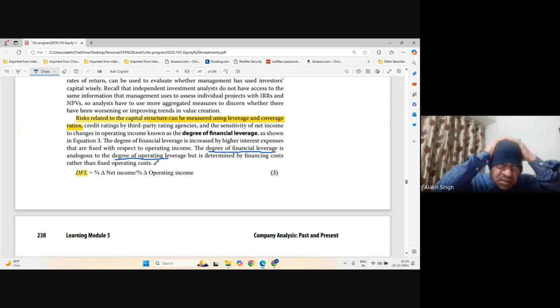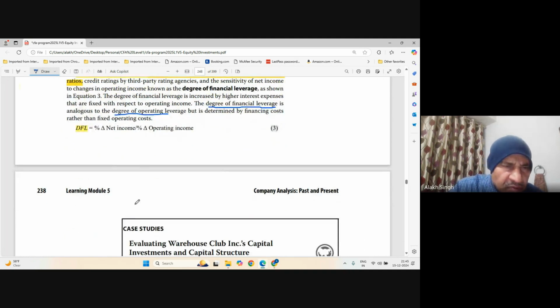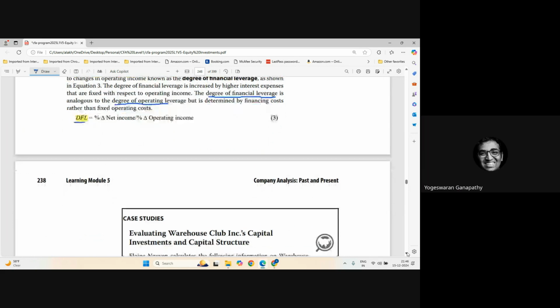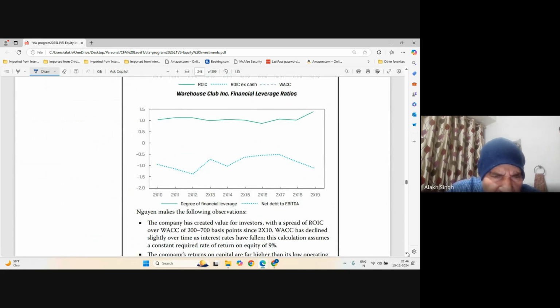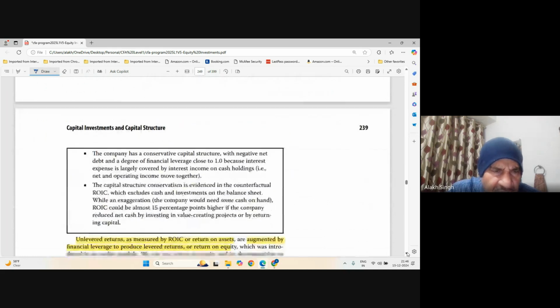So DFL is that. We need another way of remembering degree of financial leverage. Probably you need to remember this formula, but when practicing we will do that. You will easily understand it, remember it. So let's see, is there any question?